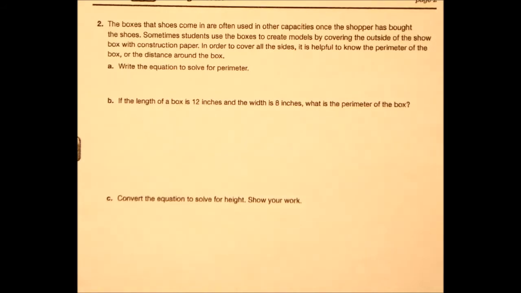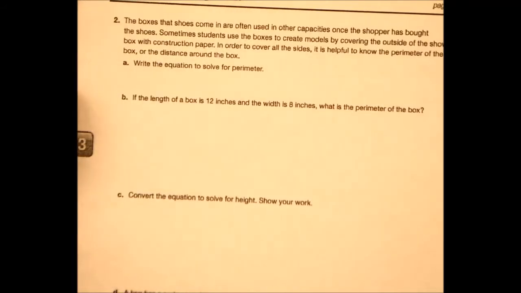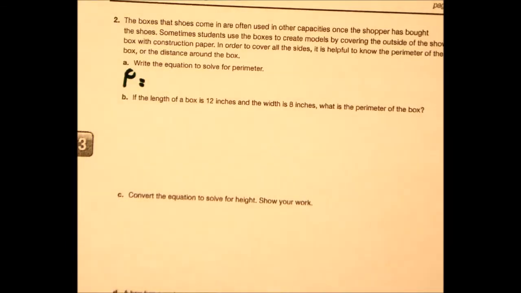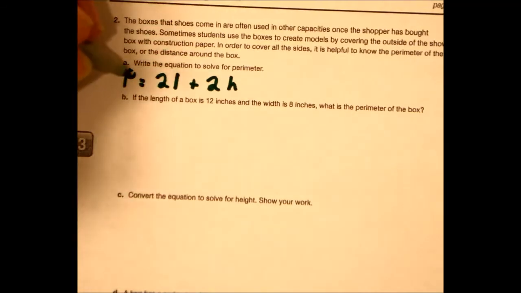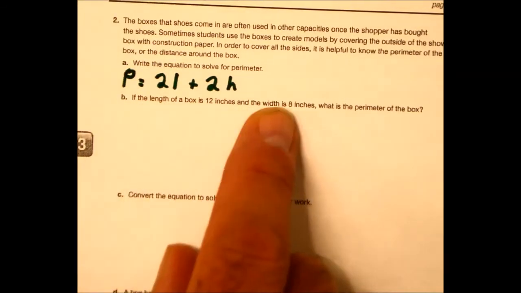Okay. And this would be an equation that's on your EOC reference sheet. Yes, you're supposed to remember it. Well, you don't have to remember it, but you should be able to find it. Perimeter is 2 times the length plus 2 times the height, because it's the distance around. That's adding up all the sides.